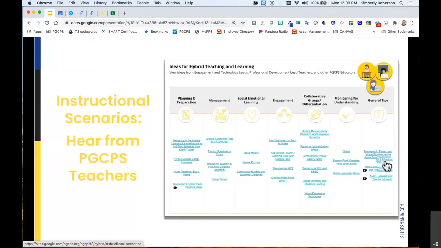Revisit our T3 website for additional ideas from your colleagues. As new ideas are shared with us from teachers, engagement and technology lead teachers, and professional development lead teachers, we will add some of those ideas to this page. So revisit often for new ideas for how to implement hybrid and how to use the various strategies that we mentioned in this presentation.